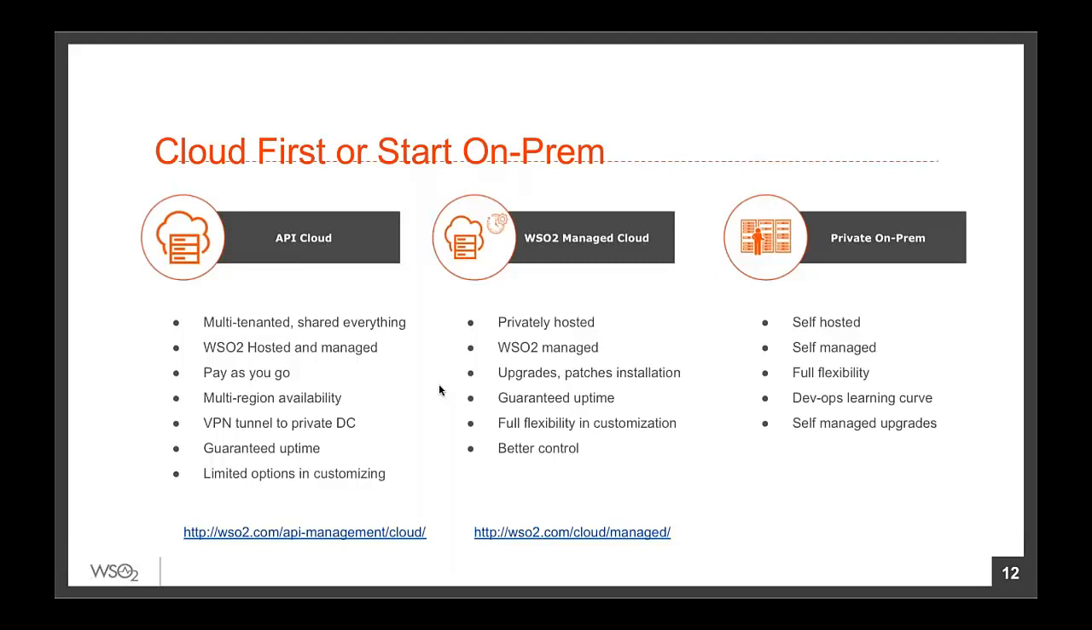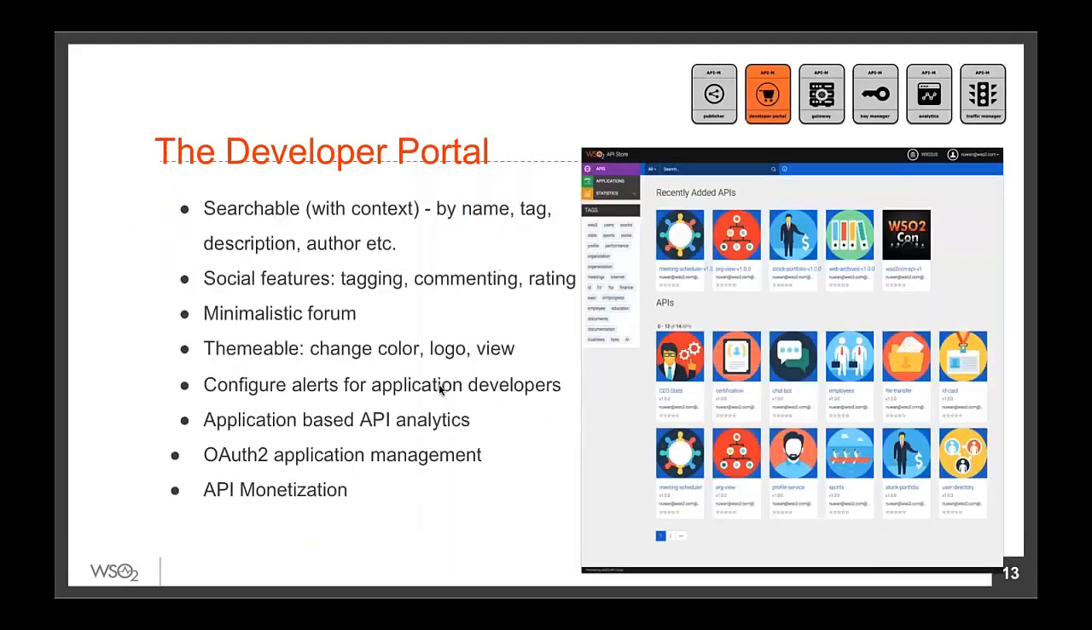You just create a tenant and start using it. You then have a managed cloud, which is a private cloud option, which is managed by the WSO2 team, but is your specific private deployment on a data center of your choice. And then, of course, you have the private on-premise deployment, where you download the product and you deploy it and you run it, and WSO2 can support that deployment for you. So those are all part of the technology platform.